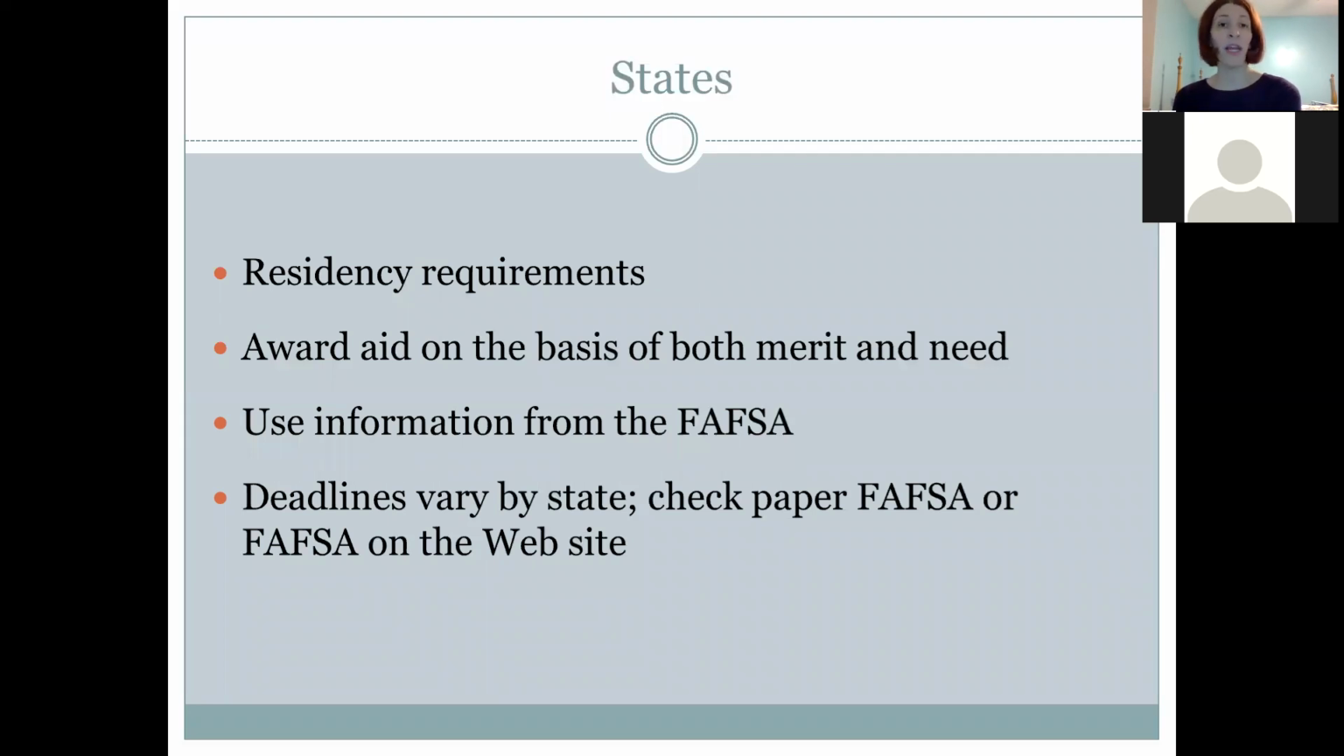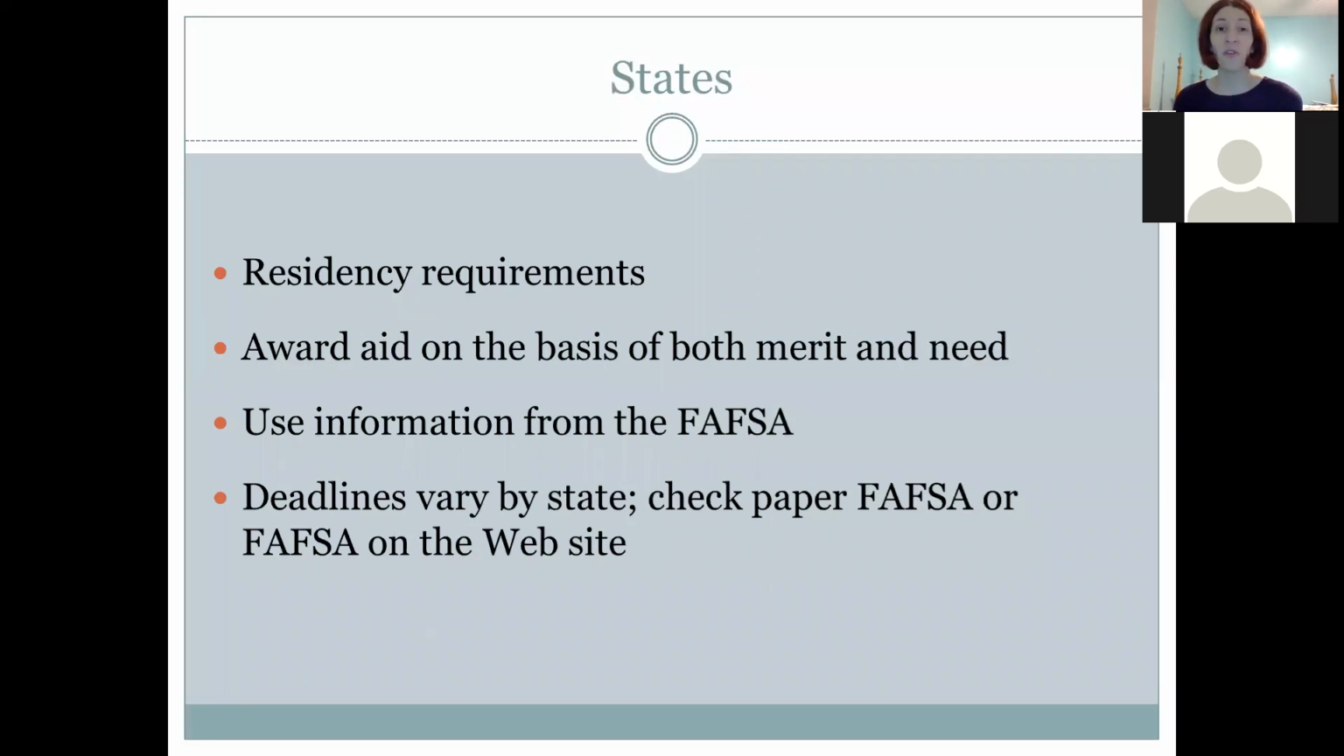At Niagara, we participated for the first couple years. We no longer participate. There's just a lot of kind of hoops for students to jump through a little bit. The money didn't come in until well after the semester ended. So we decided to discontinue it. But if that is something you're interested in, please check with the schools you're applying to, to see if they do participate.